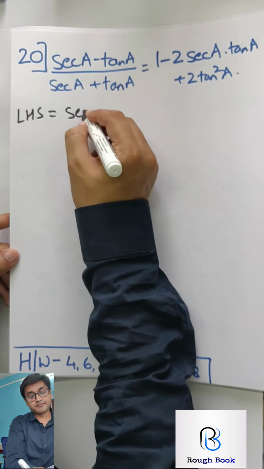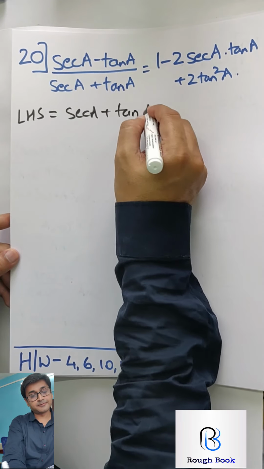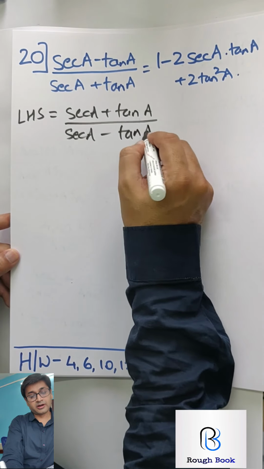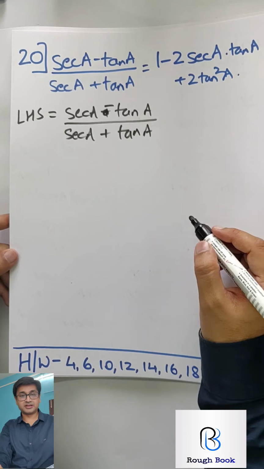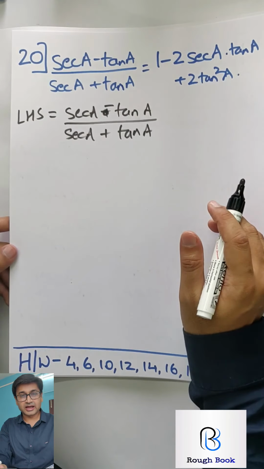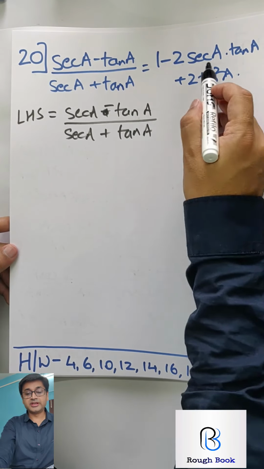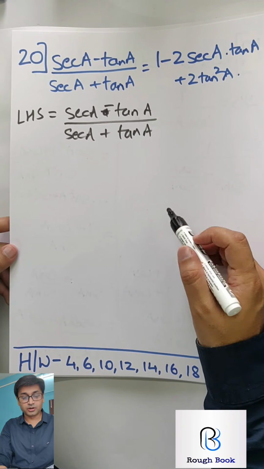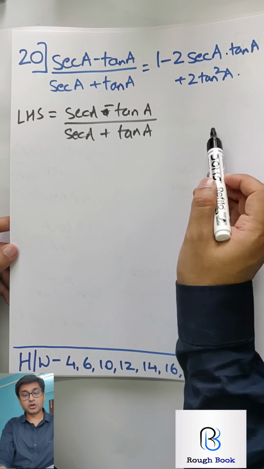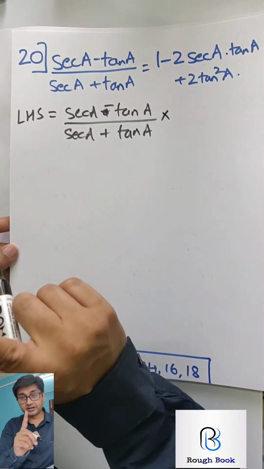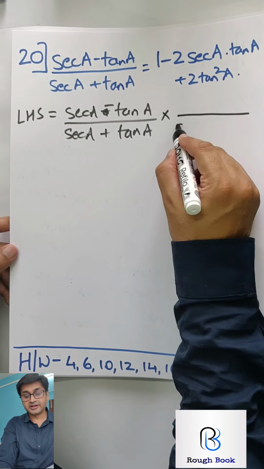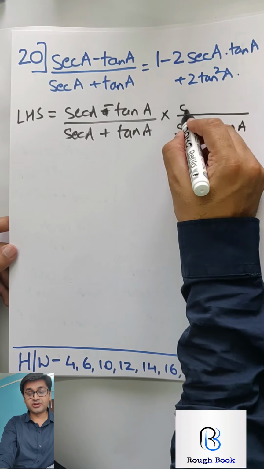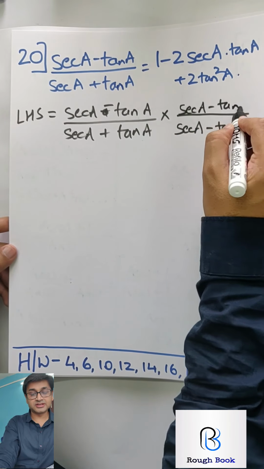You have sec A plus tan A upon sec A... Oh, I messed up. This is sec A minus tan A, and sec A plus tan A. So convert everything into sec, tan, sine, cos? No, because you need sec and tan already. So why convert? Let's take the conjugate. Right now what we did, sec A plus tan A, take the conjugate of that. Denominator, not the numerator. So denominator is sec A minus tan A. You change the sign. Same thing you have to write on top. You can't change the sign now.